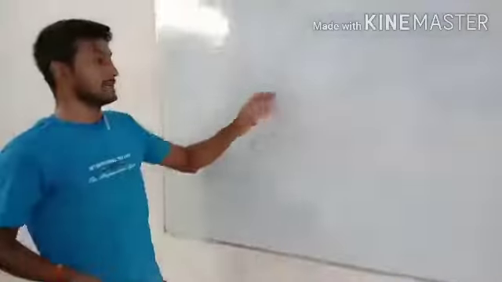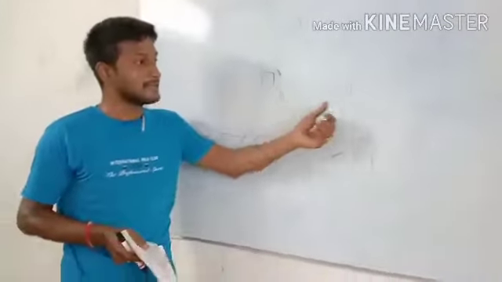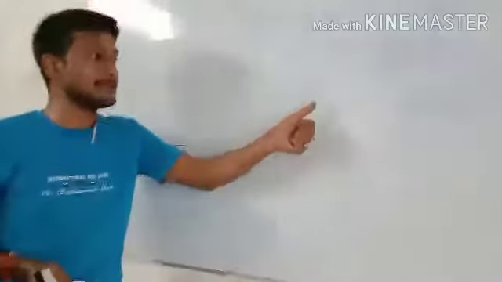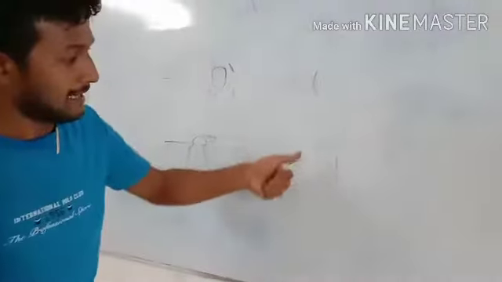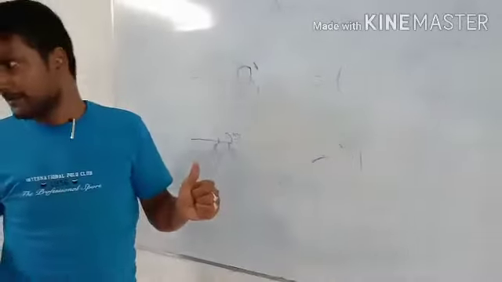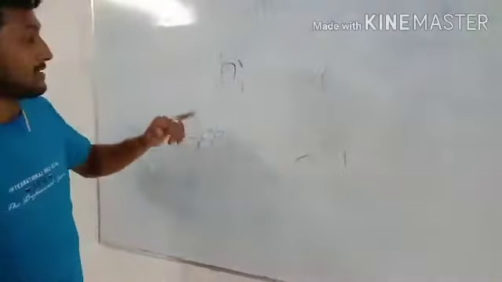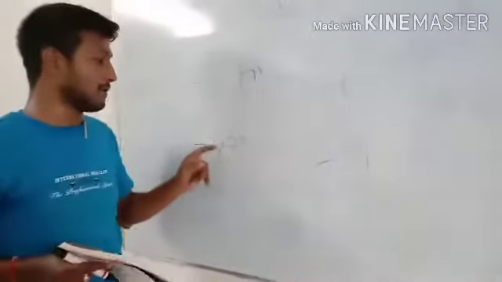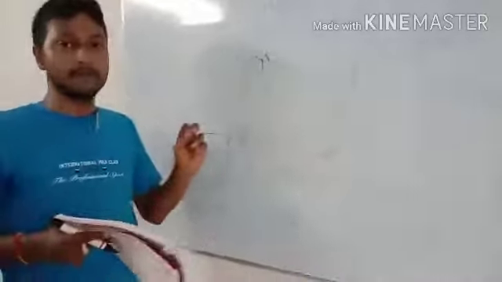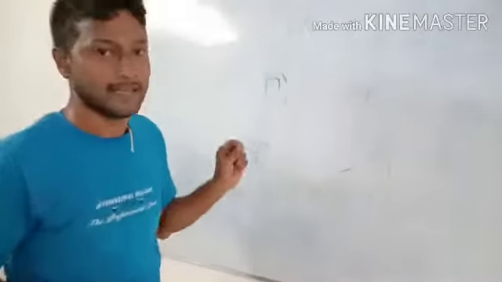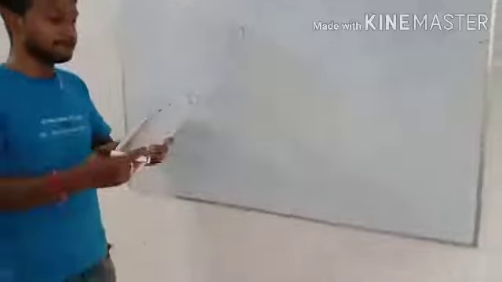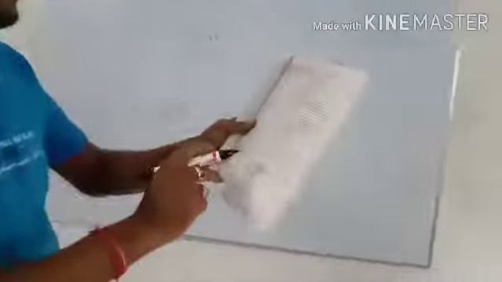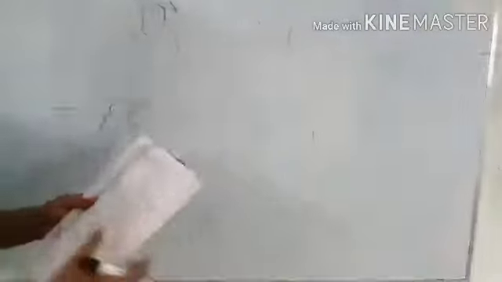Next, interior angles. Interior means inside, inside the lines L and M. What are the angles inside L and M? Can you say? Yes, 3, 4, 5, 6. Angle 3, angle 4, angle 5, angle 6. You just write like this in your exercise book. Next, nothing to write for the definitions. You just write the names of the angles.